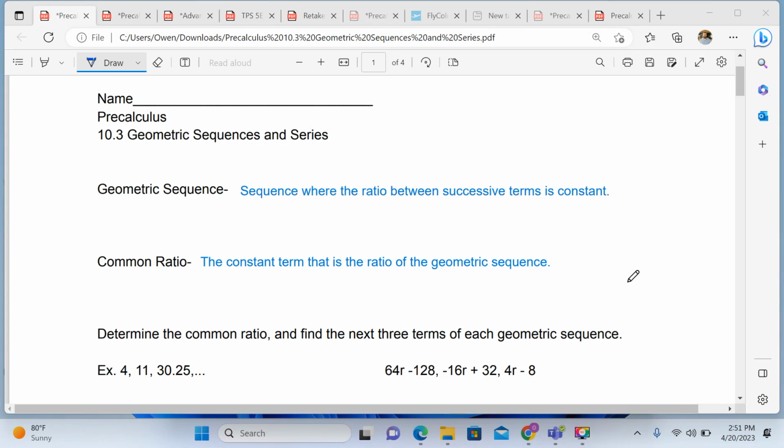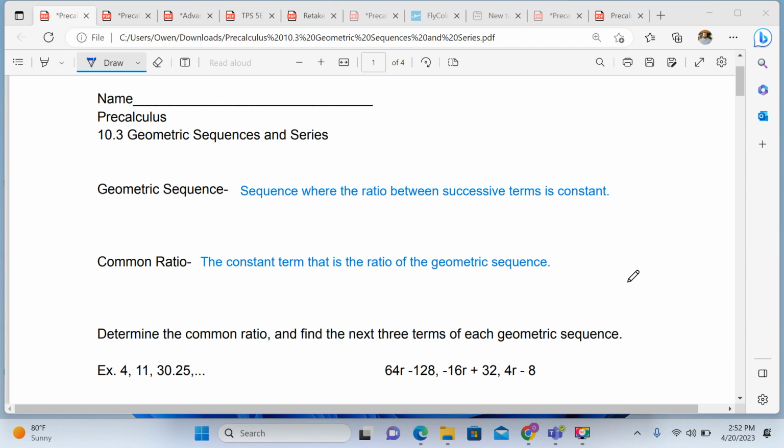Hello and welcome. This is 10.3 Geometric Sequences and Series, where we're going to define what a geometric sequence is first to start things off. I kind of alluded to this in the last couple sections, where we learned arithmetic, where we're adding and subtracting a term each time. In this one, it's a ratio, meaning we're going to be multiplying or dividing by a number each time. I prefer talking multiplication because that's how the formula is going to be set up more so.